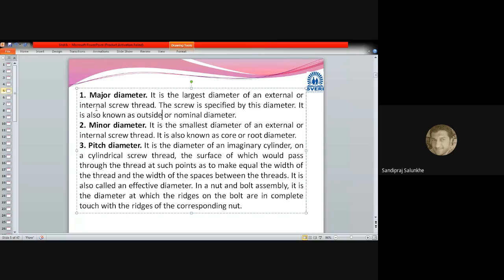As I have already mentioned, the major diameter is the largest diameter or external diameter of the screw threads. Minor diameter is the minimum or smaller diameter. Pitch diameter is the mean of those, and it is the imaginary cylinder on which the cylindrical screw is threaded. That is the mean of the minor and major diameter.